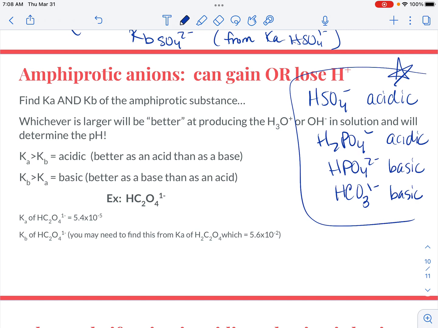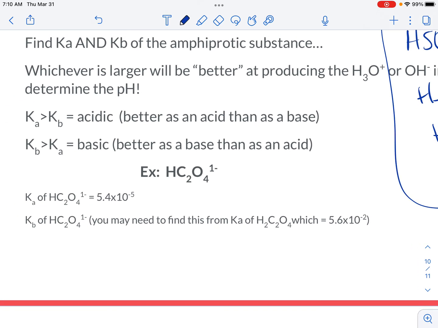But if you're given Ka of something, you can figure out whether it's acidic or basic based on whether Ka or Kb for that same exact thing is bigger. So remember, you can find Ka and Kb of conjugates using Kw, but you can't find it for the same thing using Kw. So let's do an example so that you can kind of see what's happening here. If I'm trying to figure out if this HC2O4- hydrogen oxalate is acidic or basic, I need to know its Ka and I need to know its Kb.